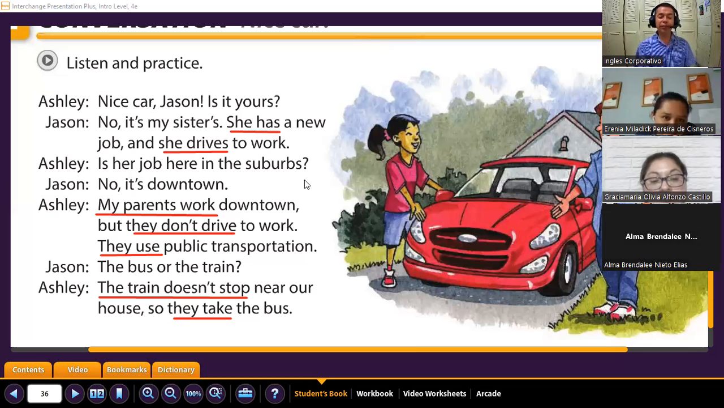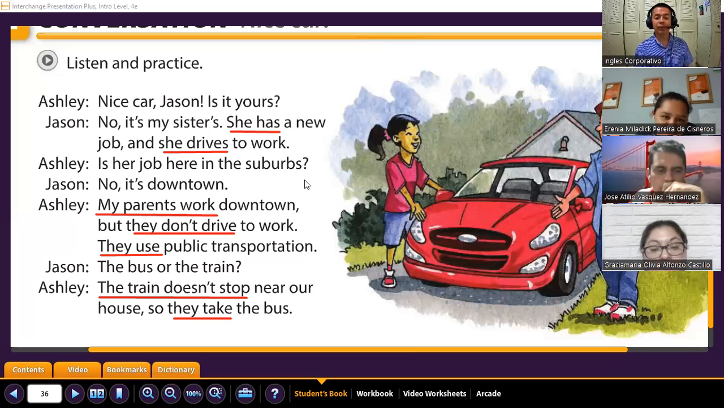The train. The verb? Stop. Very good. They take the bus. So what is the subject? They. And the verb? Take. Okie dokie.